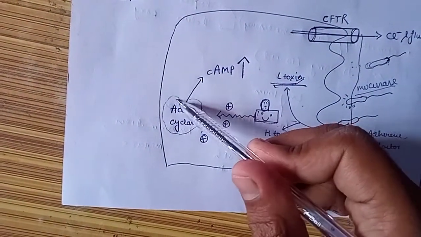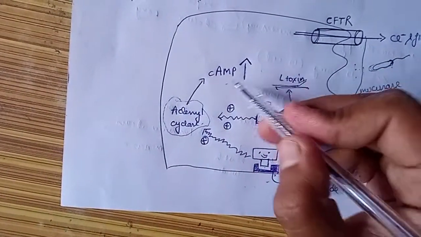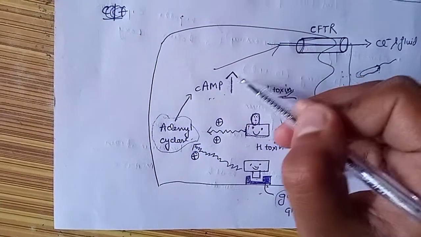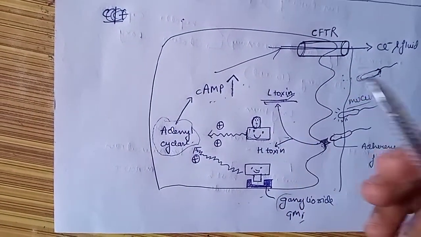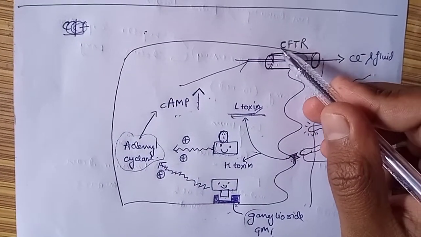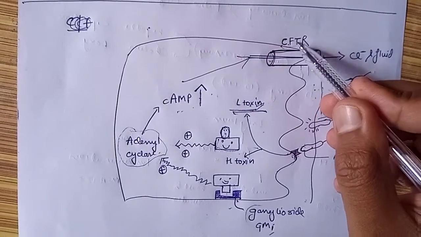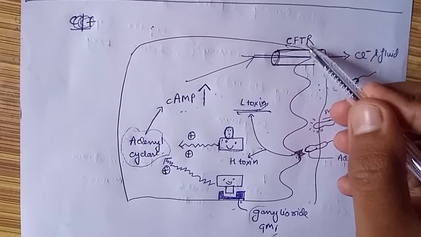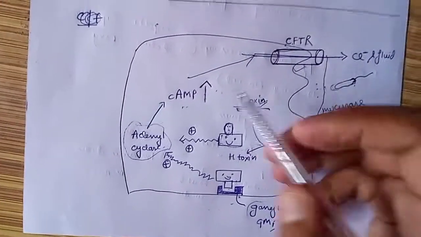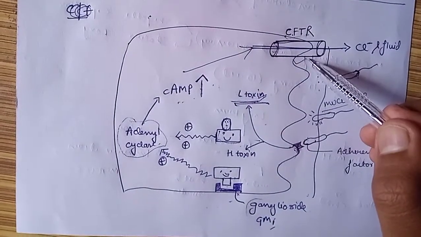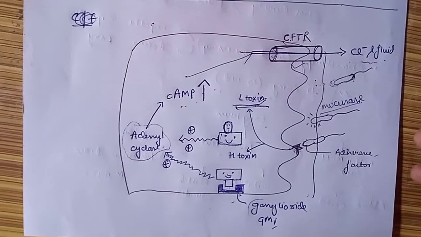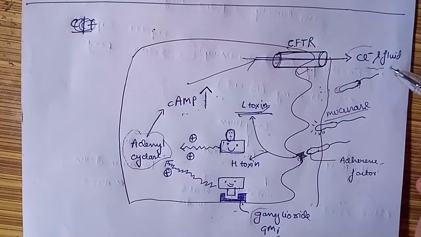Now as we all know, this adenyl cyclase increases the level of cAMP, cyclic adenosine monophosphate, and this increase in cAMP leads to activation of an ion channel, that is CFTR, cystic fibrosis transmembrane regulator. We don't need to remember the name, just that it is an ion channel. If we remember, this cAMP increase leads to activation of the ion channel, which increases the excretion of chloride and fluid, and this leads to the watery diarrhea that we see in cholera.